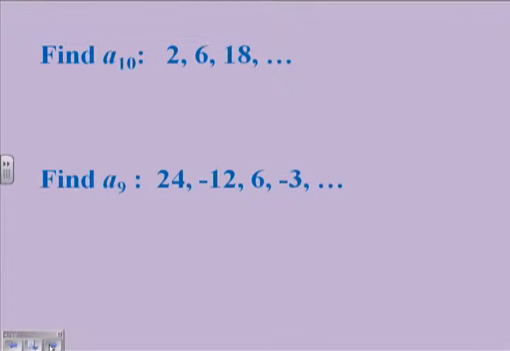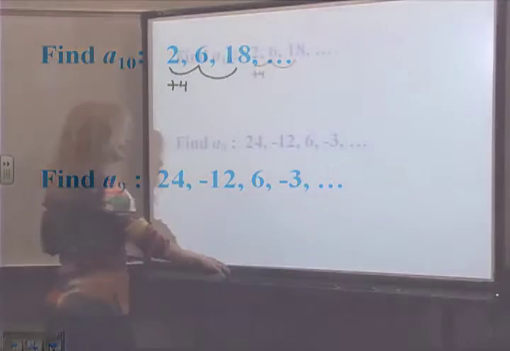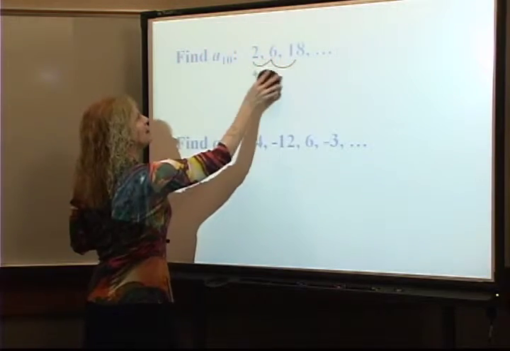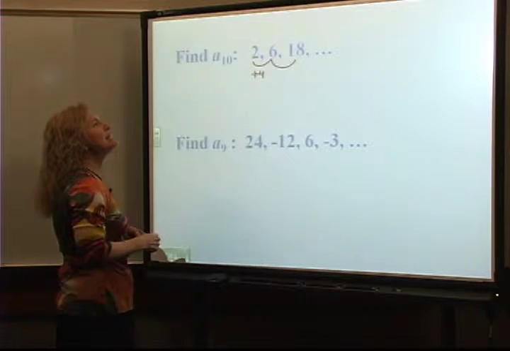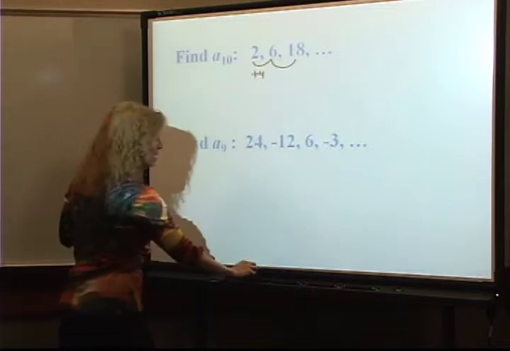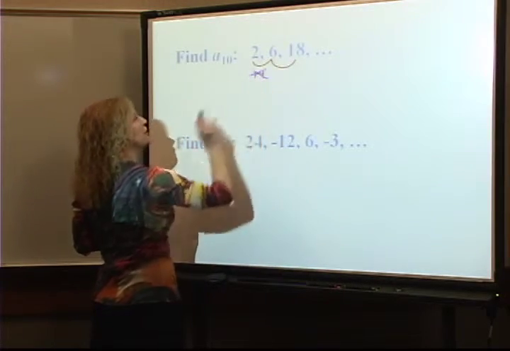Find a sub 10. Well, let's see here. All I have is a listing of numbers. And what do we call a listing of numbers? We call it a sequence. Okay. So you might ask yourself, well, what would I add to 2 to get 6? Well, I would add 4. If I add 4 to 6, do I get to 18? And you say, no. All right. What that means, my eraser still doesn't work, is that he's not arithmetic. So I say, all right, he's not arithmetic.